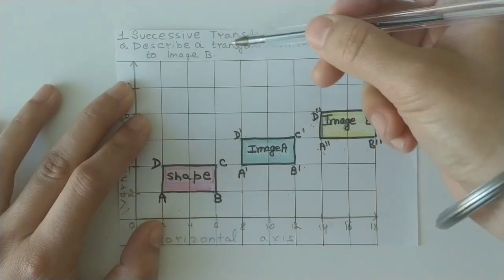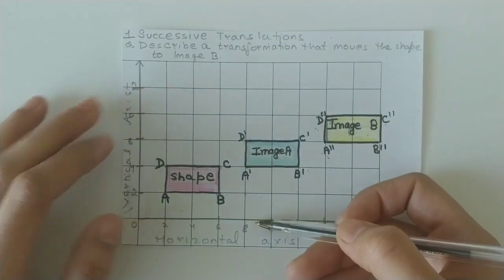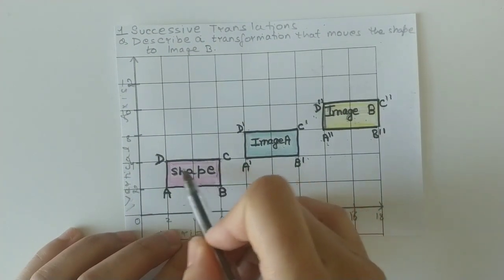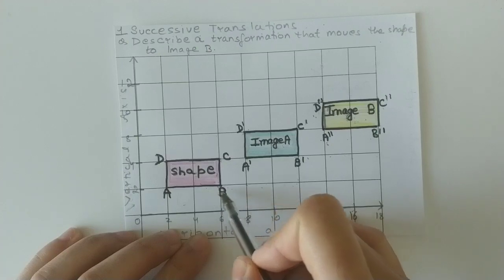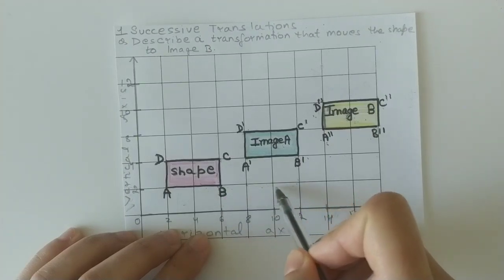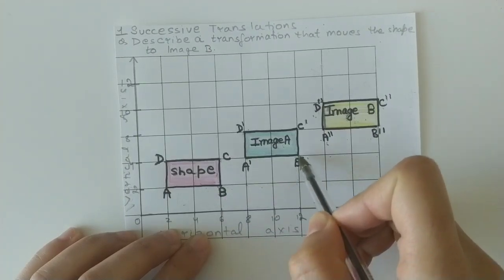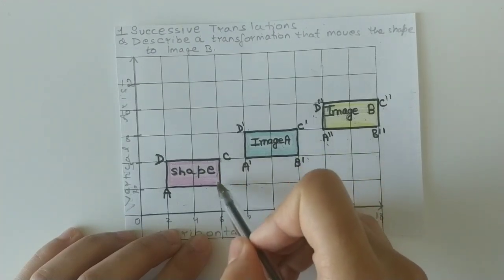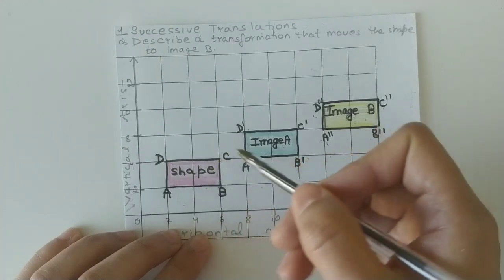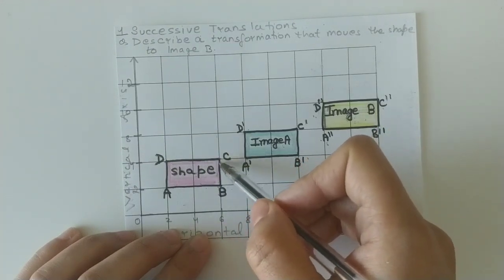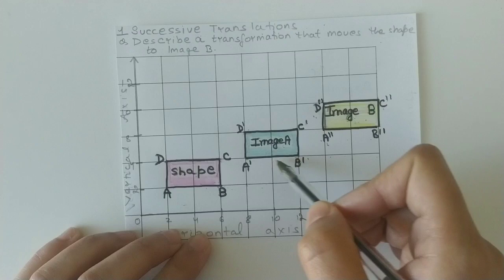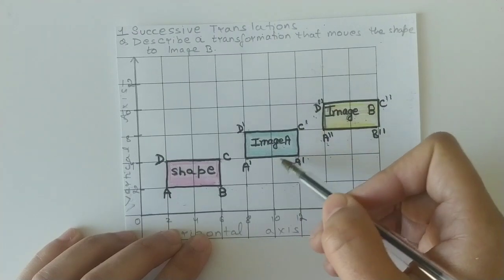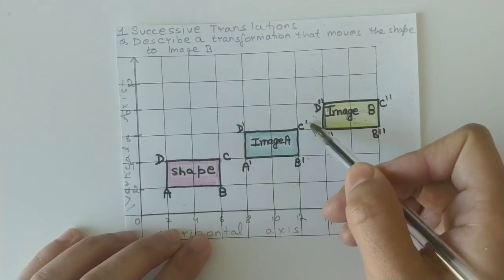The first type is successive translation. As you can see in this shape A, B, C, D, this shape has moved 3 squares right and 1 square up, and there is a way you can double check your work. You can check any vertex and it should follow the same rule. For example, the vertex C should have moved 3 squares right and 1 square up to make it C prime or C dash.